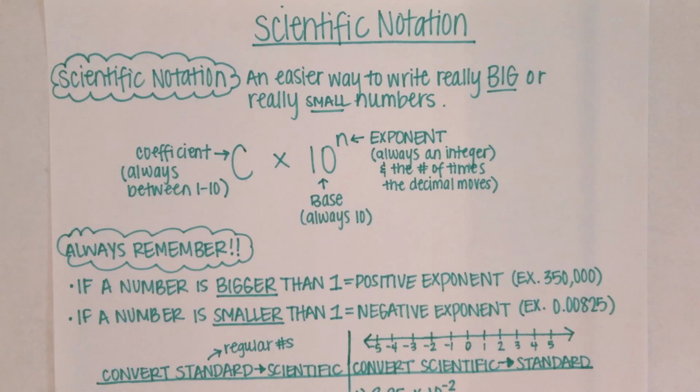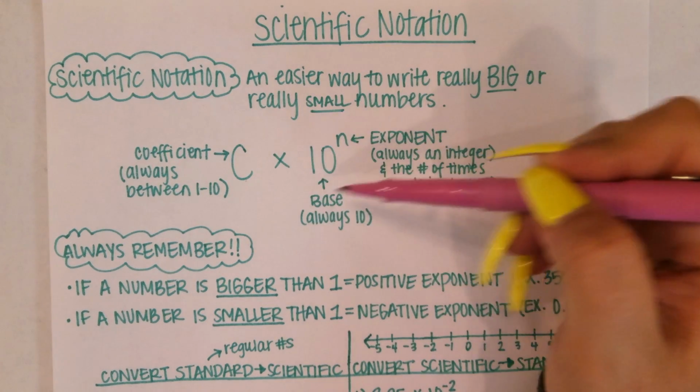Today we're going to be learning scientific notation. Scientific notation is an easier way to write really big or really small numbers. This is how we're going to be writing it.